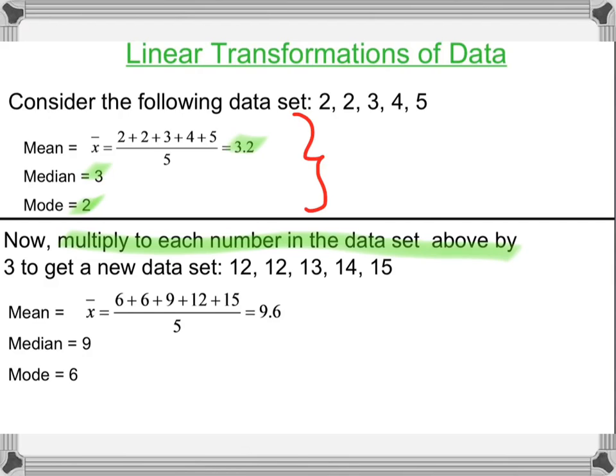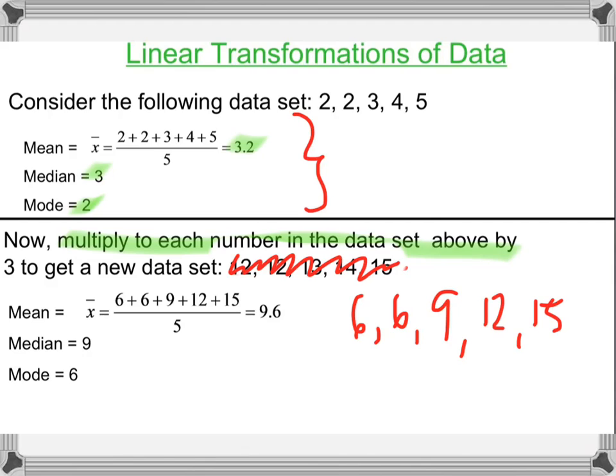So our data set is off a little bit. So let's see if we can calculate it from here. So we multiplied everything by 3, we'd get 6, 6, 9, 12, and 15. So I just multiplied those. Oh, I didn't reflect. So these should just be 6, right? So everything is correct.